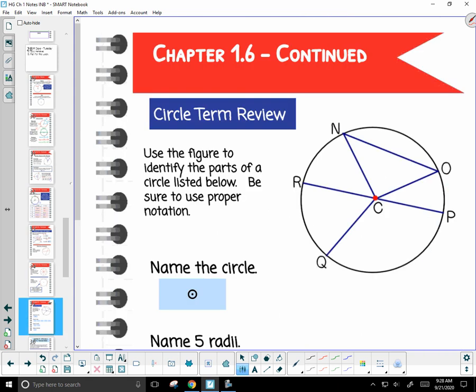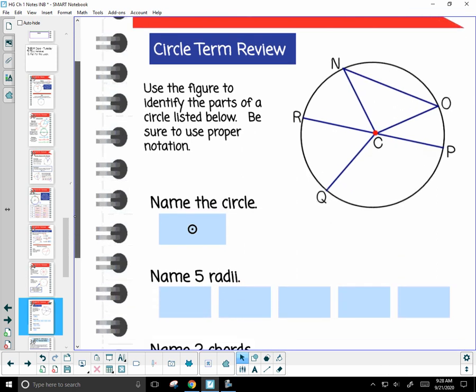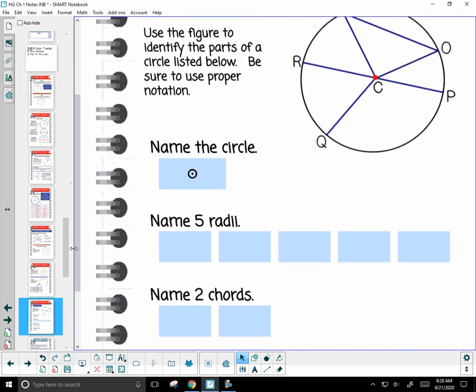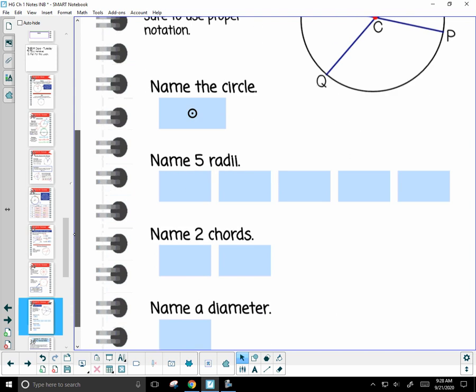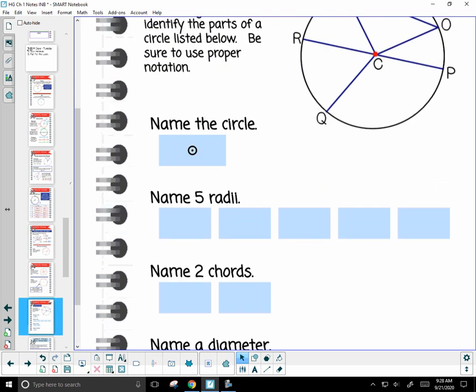All right, so now I'm going to give you a chance to use some of your circle vocabulary. I'm going to give you a couple minutes to look at this. I have a figure up there on the right. I want you to name the circle. I want you to name 5 radii, 2 chords, and 1 diameter. I have the text boxes built in here for you. I have the circle symbol already there, so you don't have to find it. And I'm going to give you a couple minutes to think.